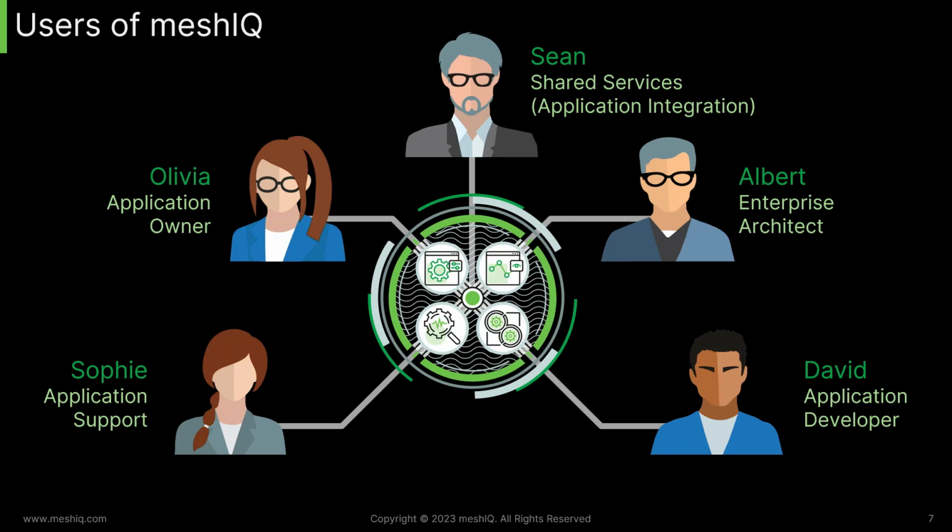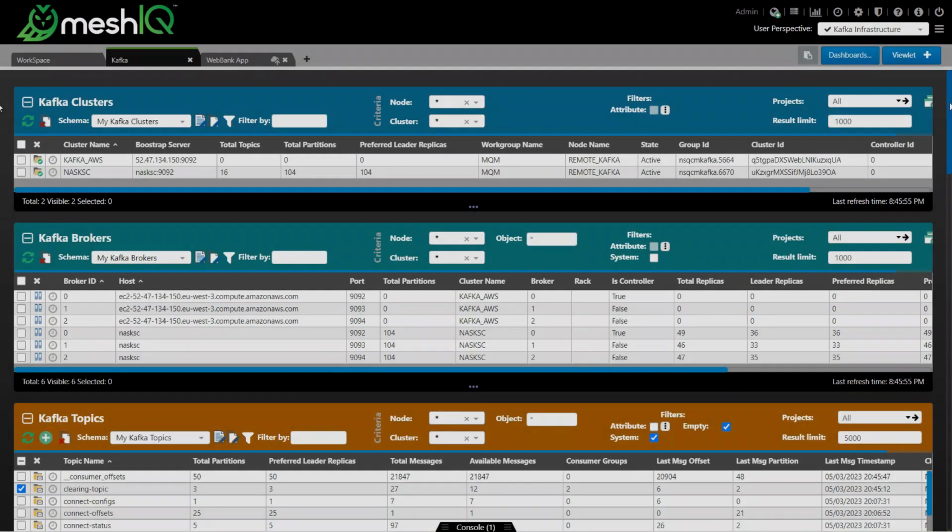Thanks for the explanation. Can you give us some examples of how people in these roles use meshIQ for Kafka management and observability? Sure. Let's talk about a few use cases so that our audience can see how meshIQ works in real situations. Let's start by looking at shared services, where administrators are responsible for the governance of Kafka.